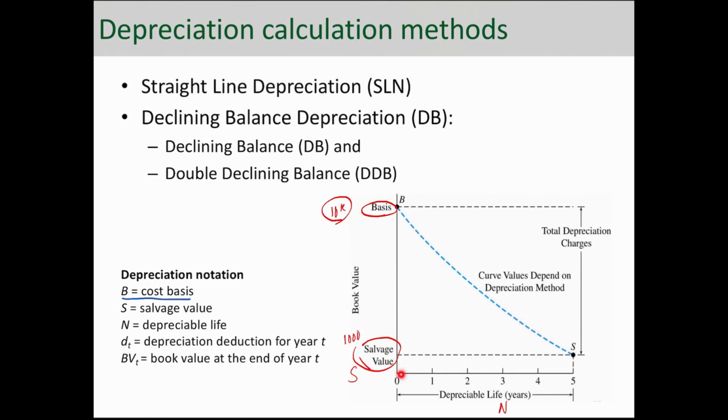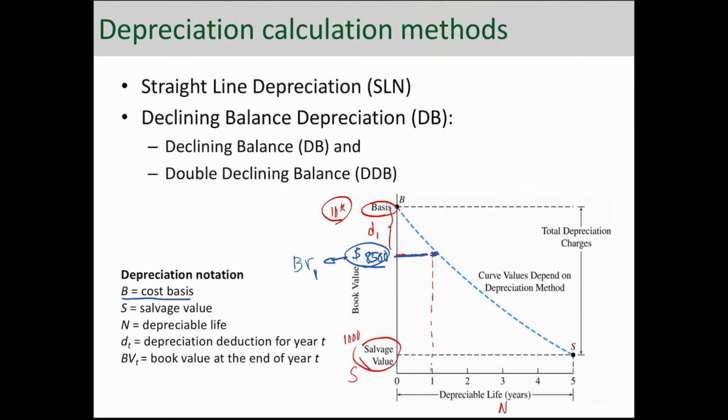And then every year, you're going to apply for a certain depreciation deduction. For example, in the first year, this is the amount of depreciation deduction. So this is D1. And when you claimed for the first year depreciation, at the end of year 1, your asset has this value, right? Let's say, I don't know, $8,500. And this is called book value at the end of year 1. So this is book value 1.